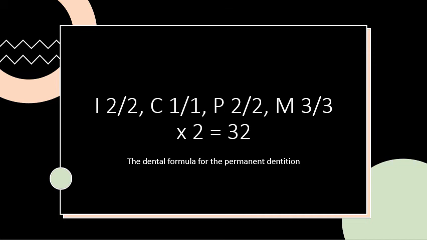But one thing to remember is that in the general population, the majority of individuals do not have 32 teeth. So 32 teeth is a rarity. In most individuals, there are either 28 or 29 teeth, and the third molar is one of the most commonly congenitally absent teeth in the oral cavity. But in the dental formula, we usually write 32 teeth.